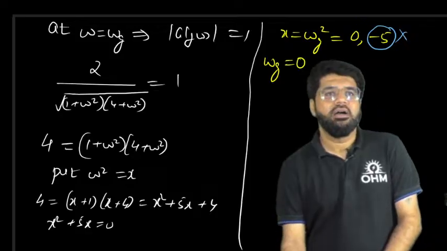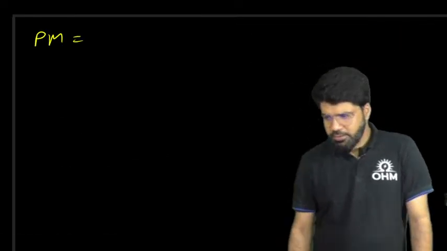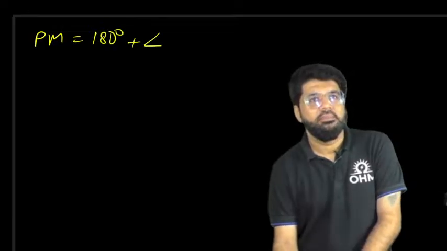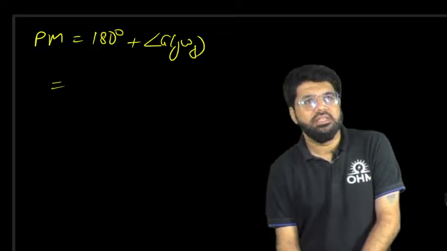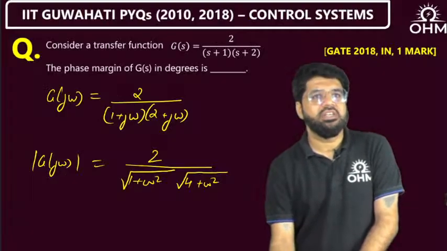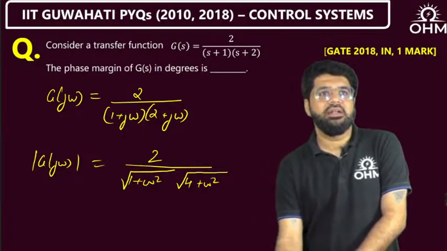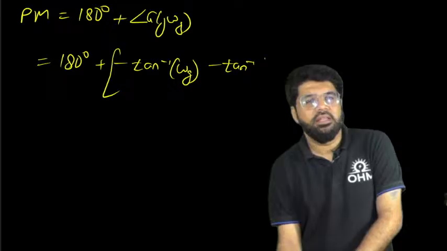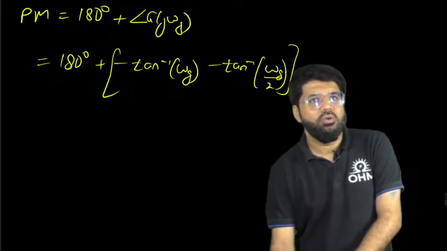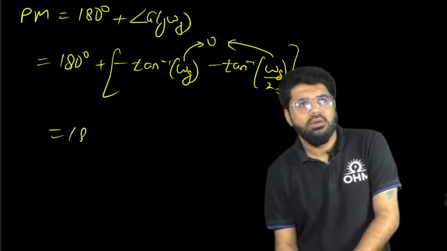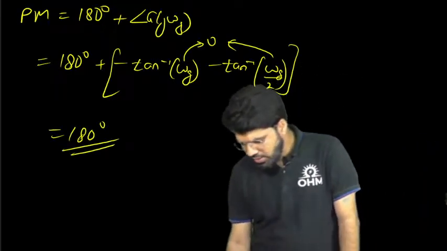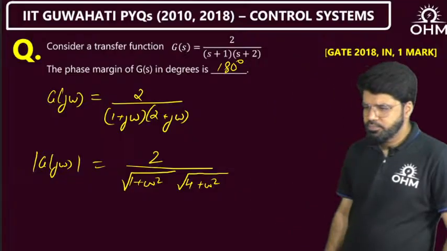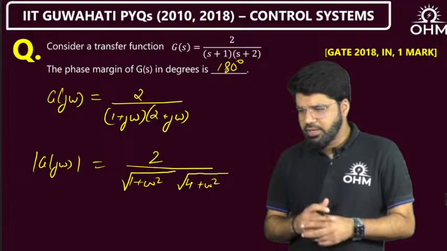Then what is the phase margin formula? It is a straight formula question. The phase margin is given by 180 degree plus the phase of G(j omega g) at omega g. Now the phase of this function: the numerator is a positive real number, and for the denominator we subtract the phase, so minus tan inverse omega g, and then for 2 plus j omega, tan inverse omega g by 2. But omega g is 0, so tan inverse 0 is 0. So the answer is 180 degree. It's a NAT question, so I can enter 180 degree here, correct?